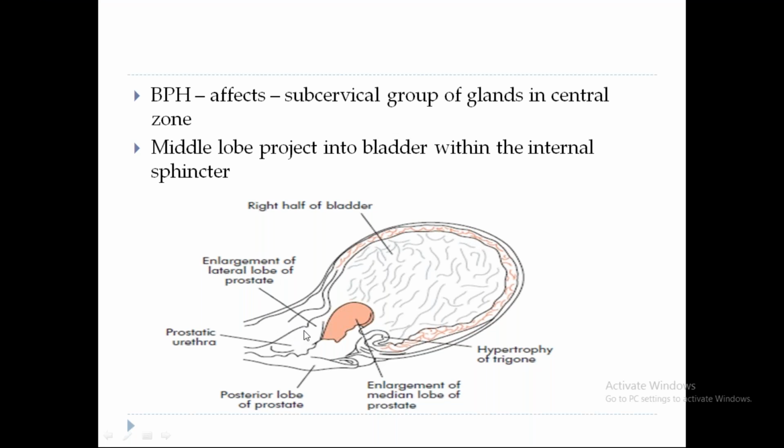And this is the enlargement of the lateral lobe of the prostate. This is the prostatic urethra, posterior lobe of the prostate. There will be formation of trabeculations. Due to this, there will be rupture of these enlarged vessels, and this leads to hematuria.